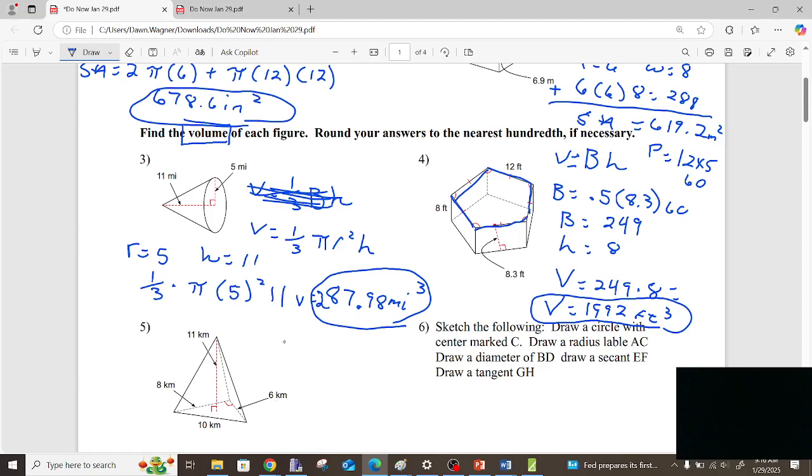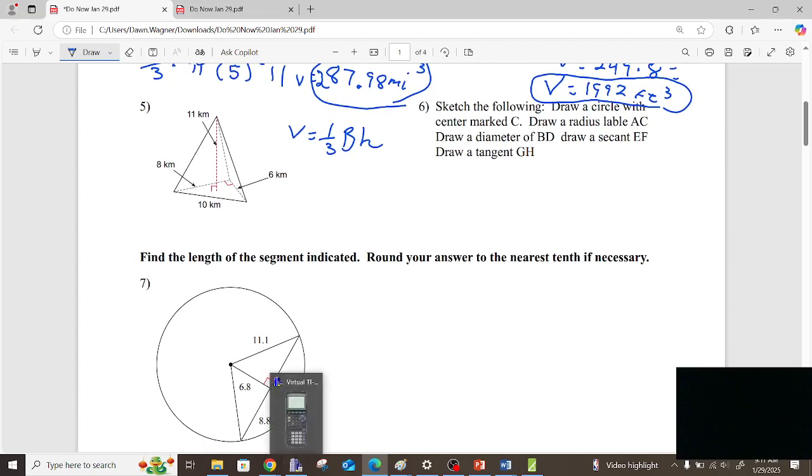What type of shape is number 5? It's a pyramid. What's the base? Triangle. So when you have a pyramid, the volume equals 1/3 capital B, which means area of the base, not the base of the triangle, which is small b. I know it gets confusing, times the height. So the capital B is a triangle, which the area of a triangle is base times height divided by 2, or 1/2 base times height.